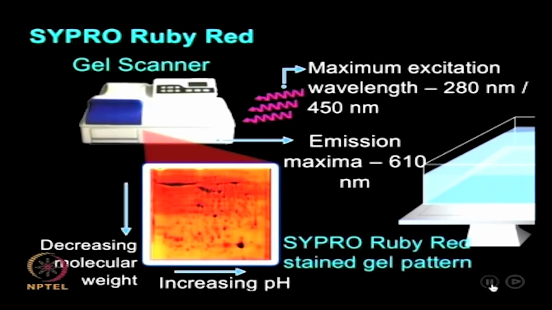The MS compatible gel is then viewed using UV or laser scanning instrument with an excitation wavelength near 280 or 450 nanometers. The stain has two excitation maxima and an emission maxima of 610 nanometer. In this animation, you can see a gel pattern which is showing you the staining obtained after cyproruby red, and it is showing separation in 2 dimension based on the molecular weight and isoelectric point.